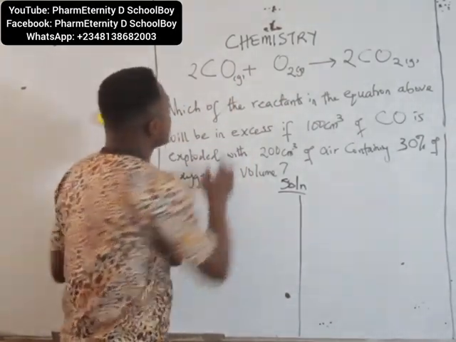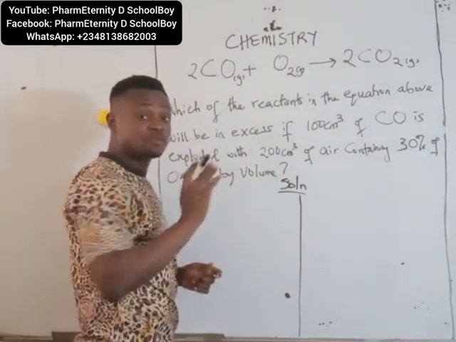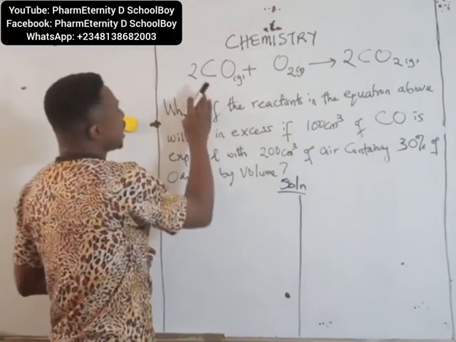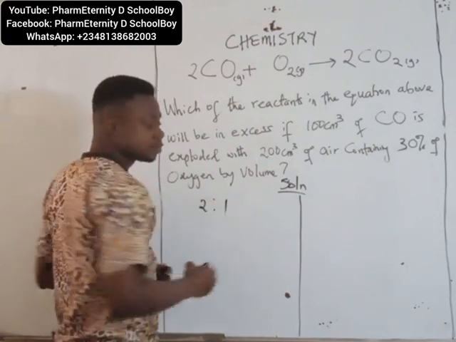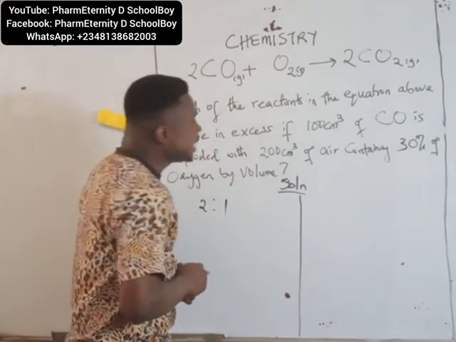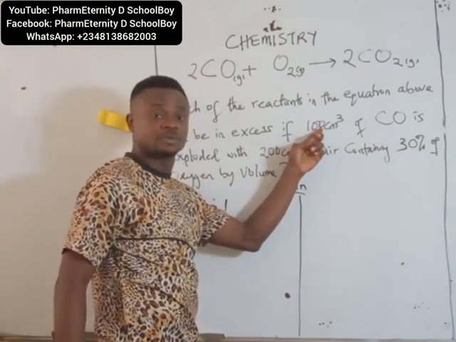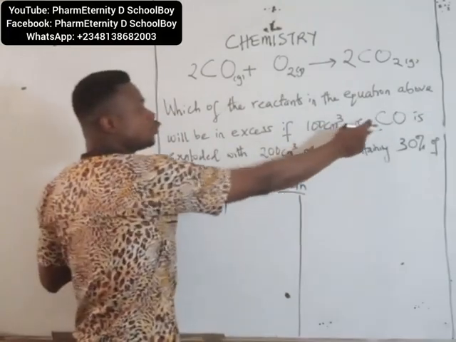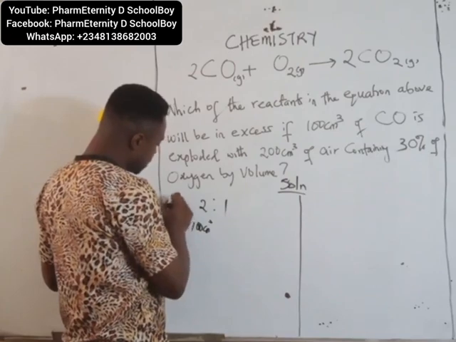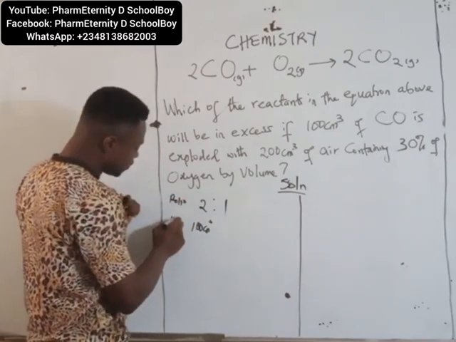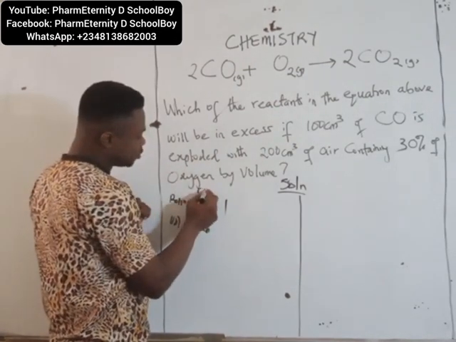As you can see here now, carbon 2 oxide is combined with oxygen. Remember, it should be at STP. Good. Carbon 2 oxide is combined with oxygen in a ratio of 2:1, and the fixed volume of carbon 2 oxide that was used is 100 cm³. That means if carbon 2 oxide is 100 cm³, this is the ratio, this is the actual volume.